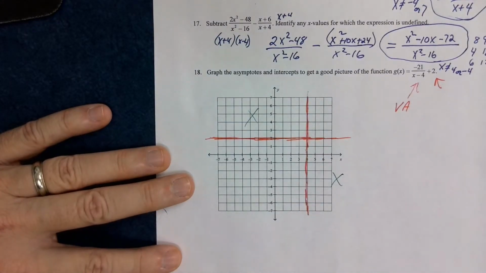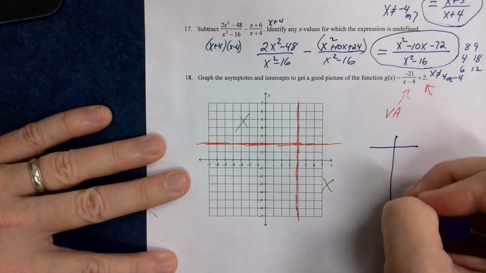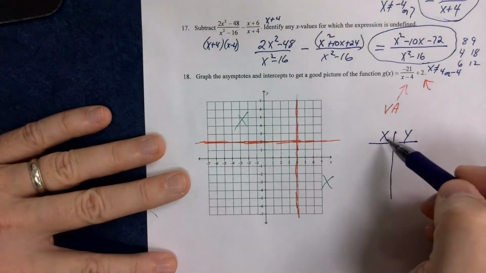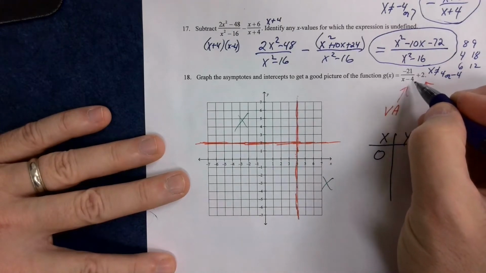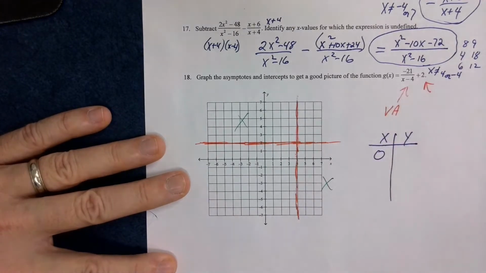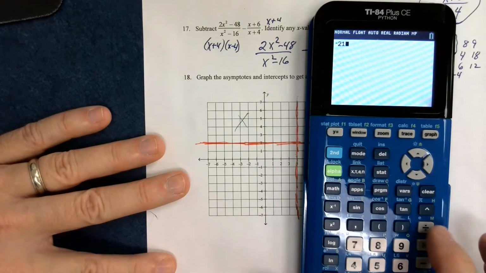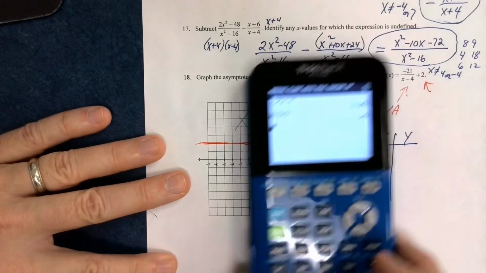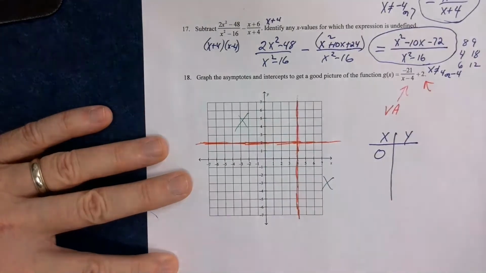So what I'm going to do is check right now some values that I know will work. Let me do a little t-table, x and y. And I'm going to do the x one first. So plug 0 in for x. So I get negative 21 divided by negative 4, and then plus 2. For those of you who are not comfortable doing that in your head, negative 21 divided by negative 4, enter, plus 2, enter. So I got 7.25. Okay, so 0 and 7.25.